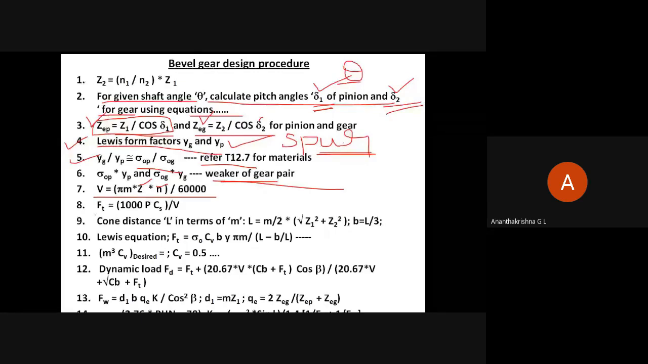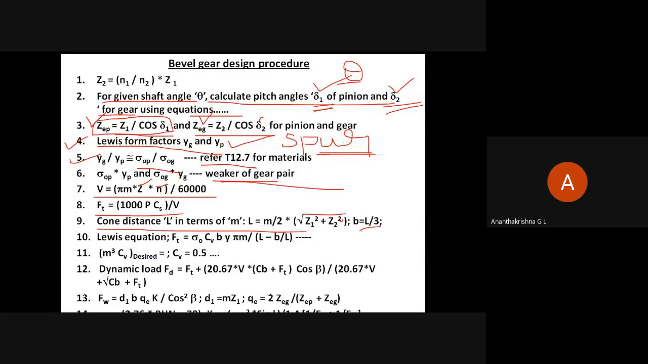And one change here is the cone distance is given by L equals m by 2 into square root of Z1 square plus Z2 square. And B is equal to L by 3. And Lewis equation for bevel gear is given by sigma naught CV b y pi m, multiplied by L minus B by L. And then m cube, CV decide, and CV is equal to 0.5, and use the equation for dynamic load, and then wear load, and endurance strength you consider, and complete the design procedure.